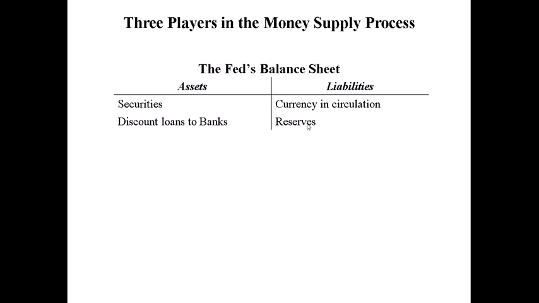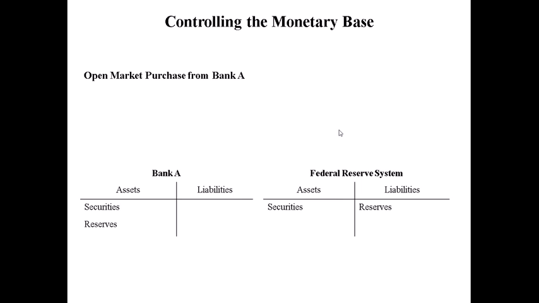You can think of reserves as bank money, and you can think of currency in circulation as consumer or firm money. And the liabilities of the Fed, currency and reserves, are what we call the monetary base, or high-powered money.